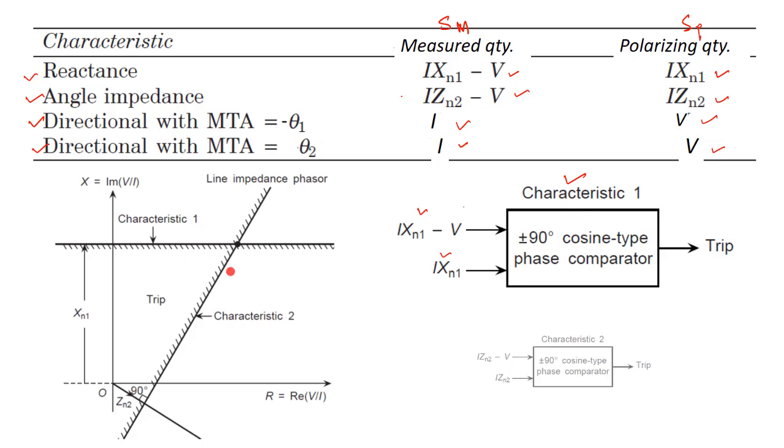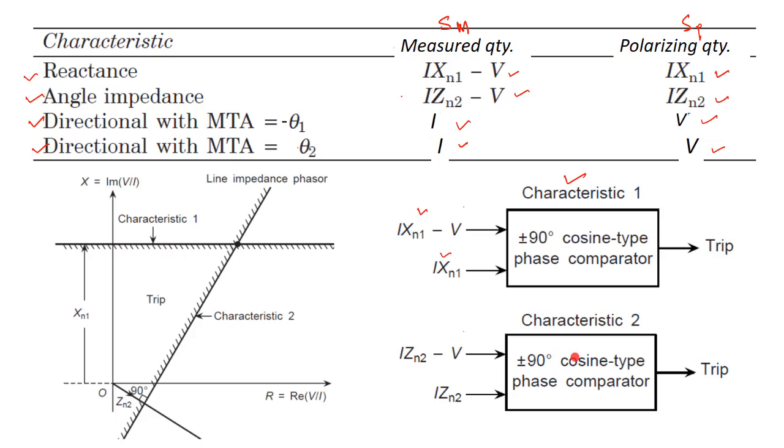Now, how can we implement characteristic 2? This is also done by using the cosine type phase comparator, in which again we feed Izn2 minus V as the measured quantity and Izn2 as the polarizing quantity. So, this is how we can implement these two characteristics.